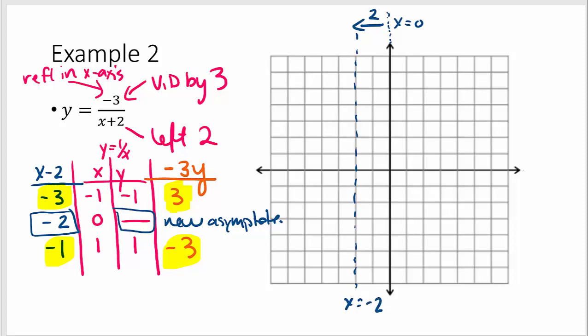The original asymptote at y is equal to 0 has not been shifted up or down, so it's going to remain at y is equal to 0. Then we can put our new points in, -3, 3, and also -1, 3. Or sorry, -1, -3. Then we're just going to follow the curve of the asymptotes.